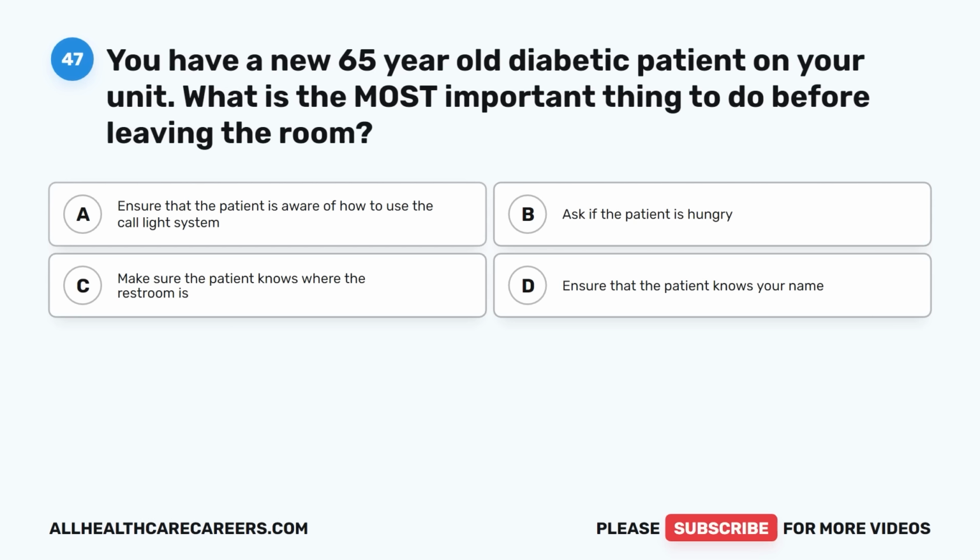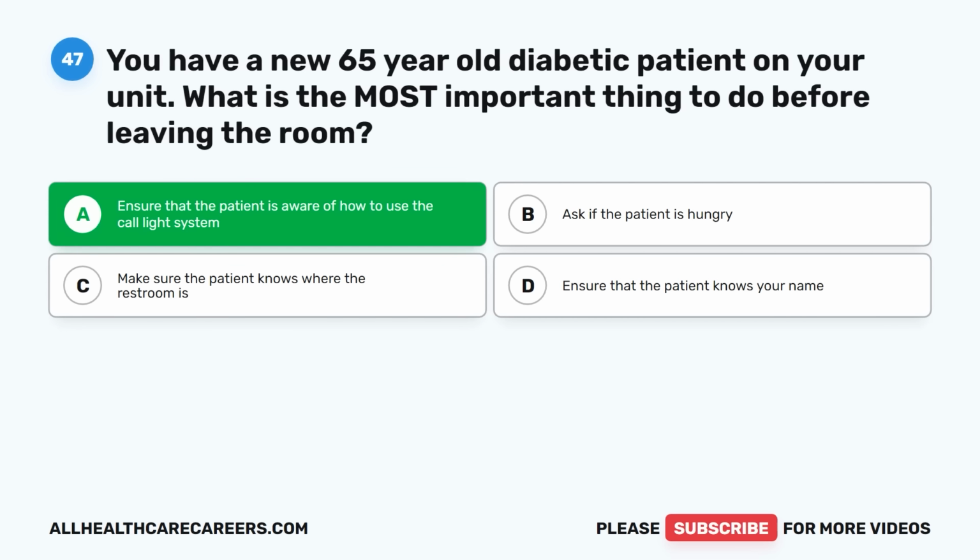Question 47. You have a new 65-year-old diabetic patient on your unit. What is the most important thing to do before leaving the room? A. Ensure that the patient is aware of how to use the call light system. B. Ask if the patient is hungry. C. Make sure the patient knows where the restroom is. D. Ensure that the patient knows your name.